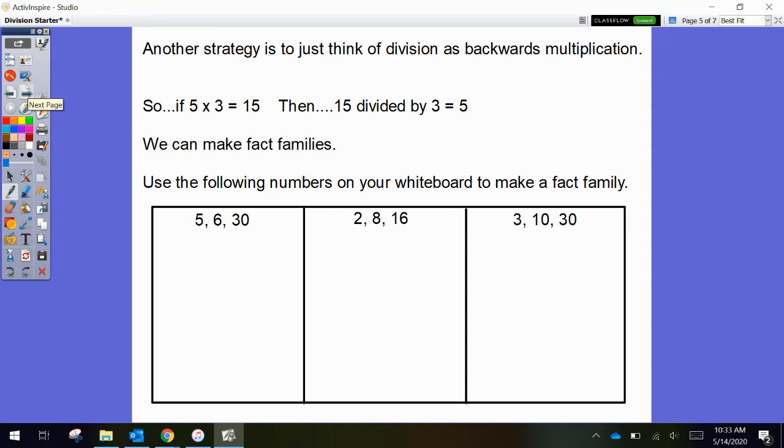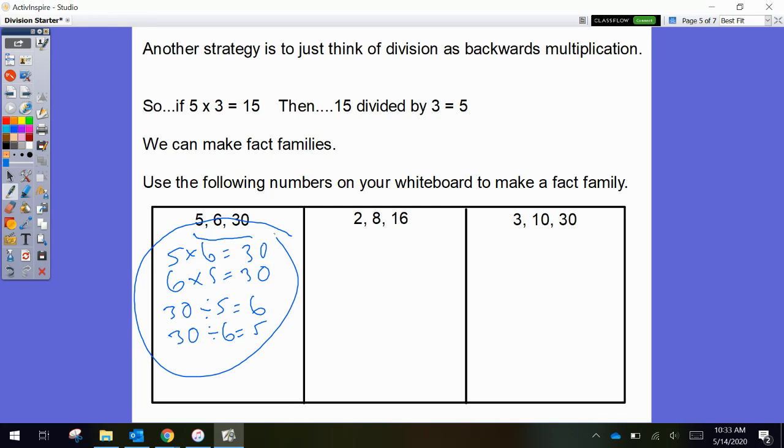Sometimes we can use it almost like backwards division. So fact families come into account here as well. So if I had the numbers 5, 6, and 30, we know that 5 times 6 equals 30, which with commutative property means 6 times 5 equals 30. So then we can turn that around and say 30 divided by 5 equals 6, and 30 divided by 6 equals 5. So as you can see, they really relate. They all go hand in hand.